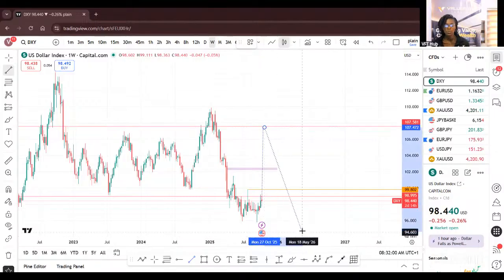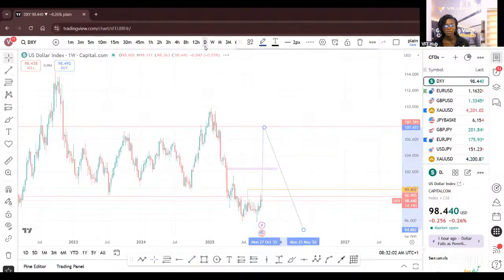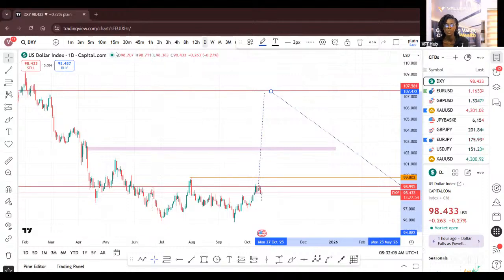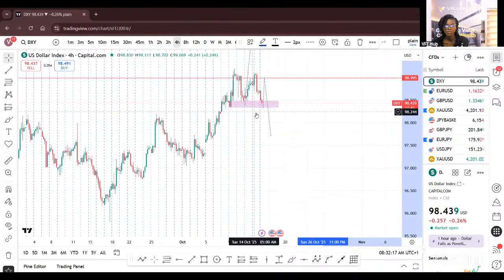Coming down to the daily time frame, let's see what price is doing. We've seen price retrace into this order block on the daily time frame, and we're seeing the level of reaction at that point. Coming down to the 4-hour time frame, price created a double top.